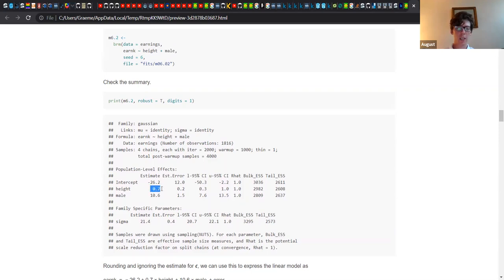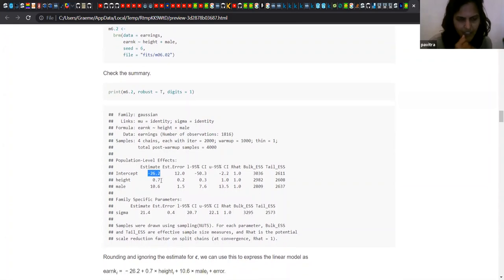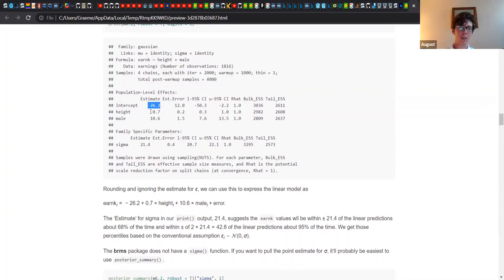So what we're seeing here is an estimate of an increase in height. The intercept starts at negative 26,000, that's how much you make if you had no height. Because the intercept starts at zero and nobody is of zero height. So every increase in height, one's earning increased by 0.7 thousand. Well, actually decreased because it's 0.7? It increases because it's additive.